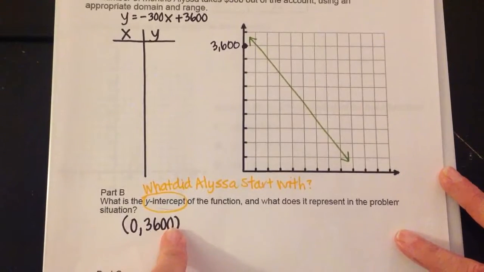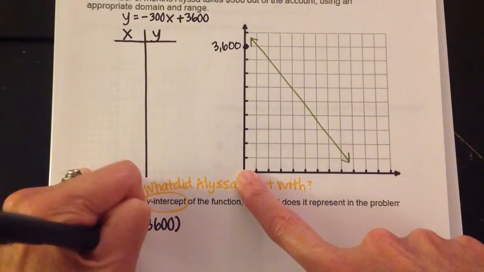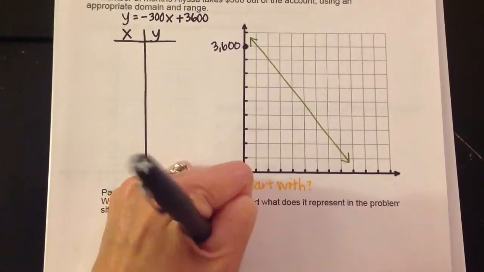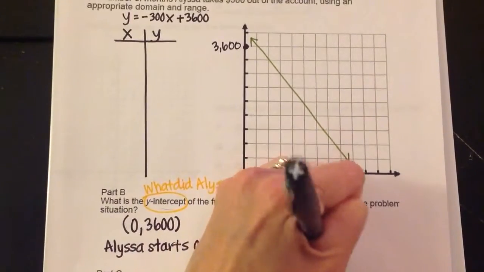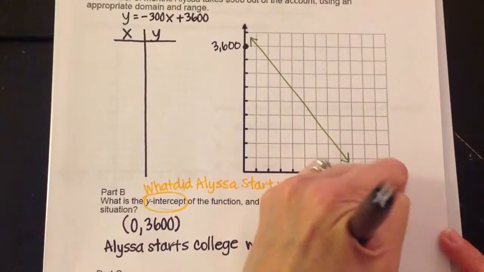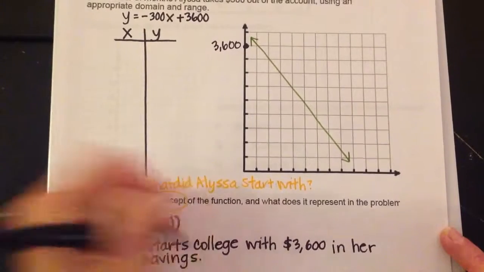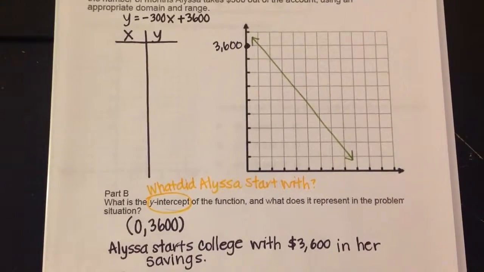So what does this point really mean? Well, it means that Alyssa starts college with $3,600 in her savings account. She has spent no money yet, guys. There's lots of ways to say that. Before Alyssa starts paying for college expenses, she has $3,600 in her account. There's lots of ways that you could say how much money Alyssa has to start college with. This is just one way that I chose to write the sentence.